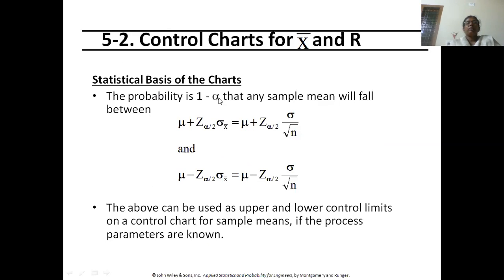And the probability is 1 minus alpha that any sample value will fall between mu plus z alpha by 2 sigma x bar, which is nothing but mu plus z alpha by 2 sigma by root n, and mu minus z alpha by 2 sigma x bar, that is mu minus z alpha by 2 sigma by root n. So these are the limits. If you have a plus sign, it is an upper control limit, and if you have a minus sign, it is a lower control limit, provided we know these parameters.